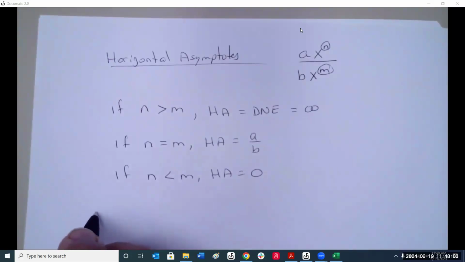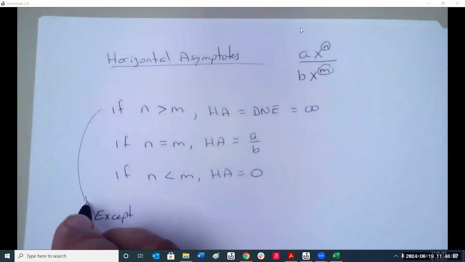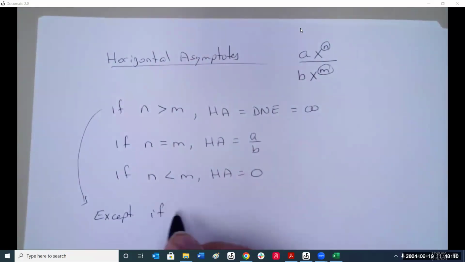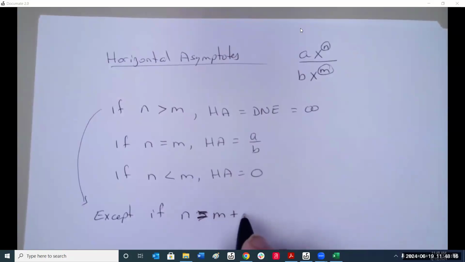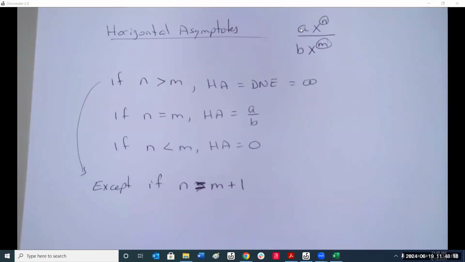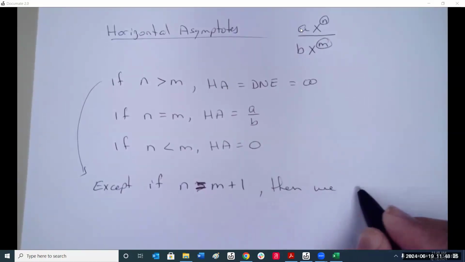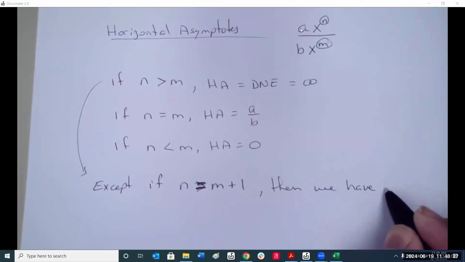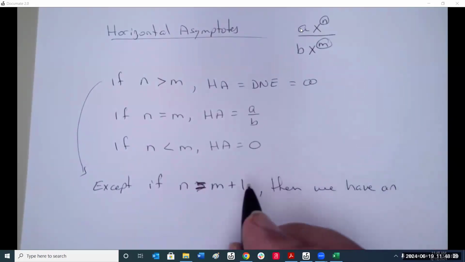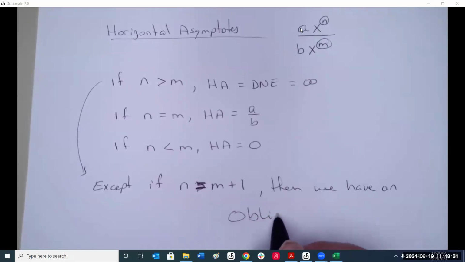The exception to the rule: except if n is bigger than m, if n is bigger than m by 1, then we have an oblique asymptote.